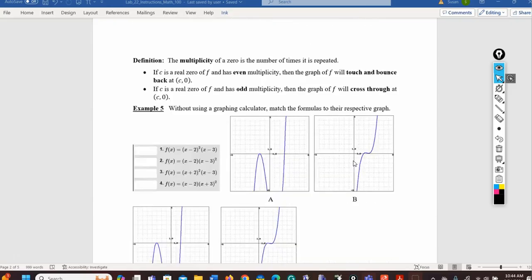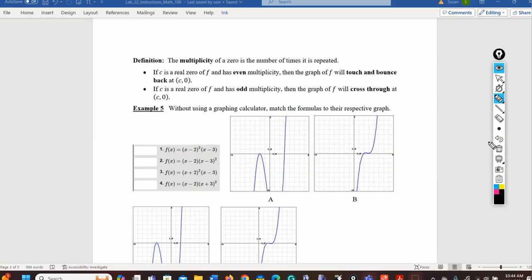Okay, now we come to, we mentioned something before about repeated zeros. What do they mean by that? Well, this is where the word multiplicity comes in. So the multiplicity of the zero is the number of times it's repeated. And if you have a real zero with even multiplicity, the graph will touch and bounce back at the x-intercept. If C is a real zero and has odd multiplicity, then the graph will cross through at the x-intercept, C comma 0.